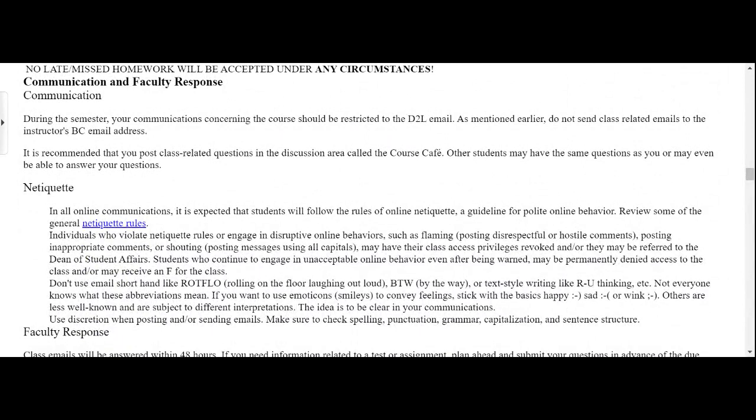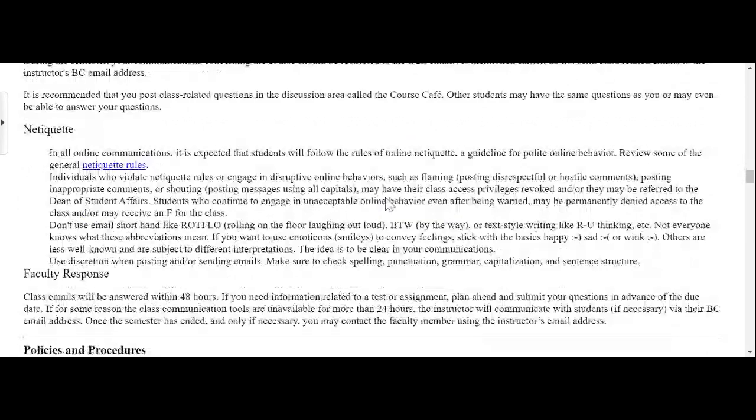Communication: D2L email is the best way, so please use that. I know students often create a WhatsApp group outside of the class, but I encourage you to use the discussion board. There is a student cafe, or course cafe, in the discussion board. You can post your questions.